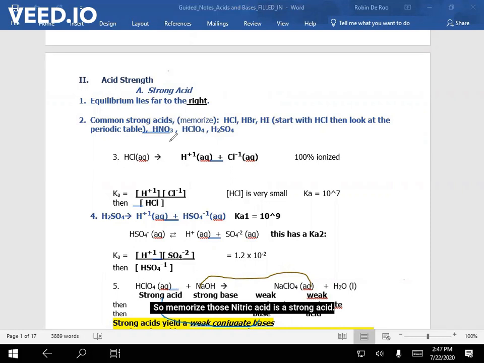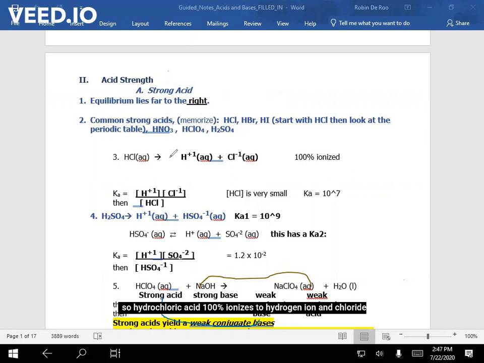Nitric acid is a strong acid. Perchloric acid is a strong acid. Sulfuric acid, the first proton. So memorize all of those. There are more strong acids than this, but this is a good starting place.